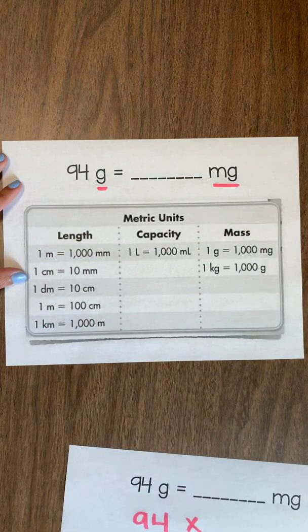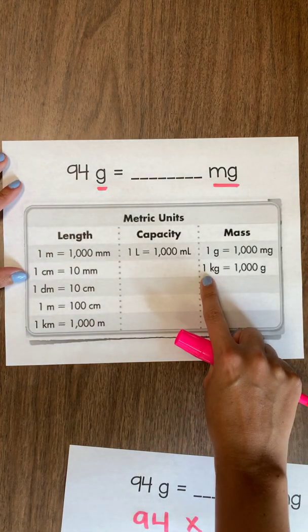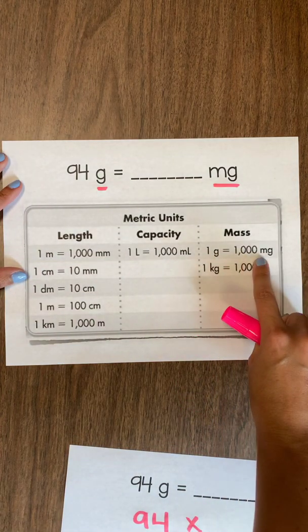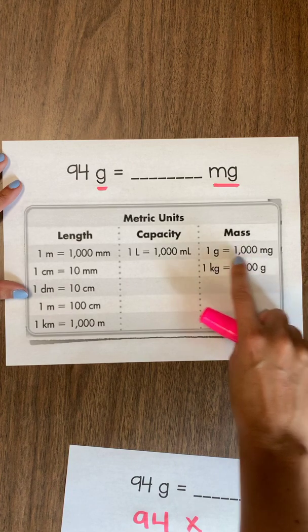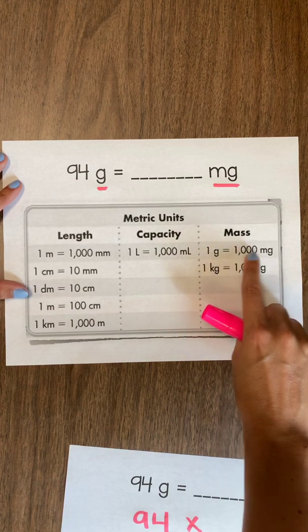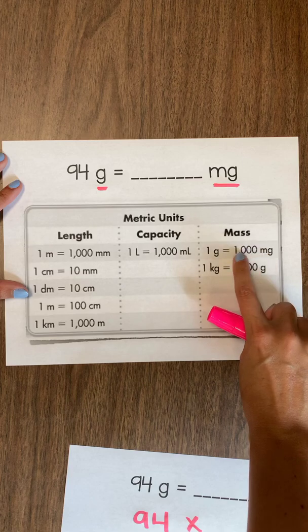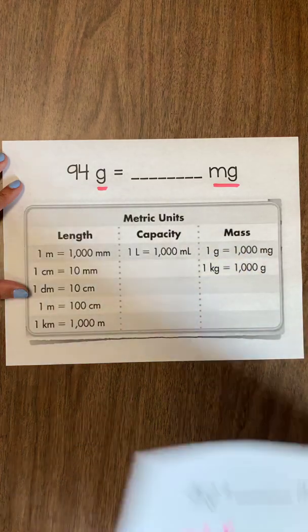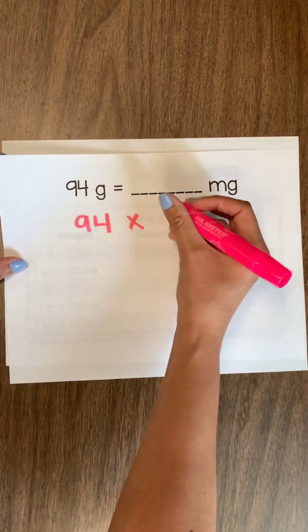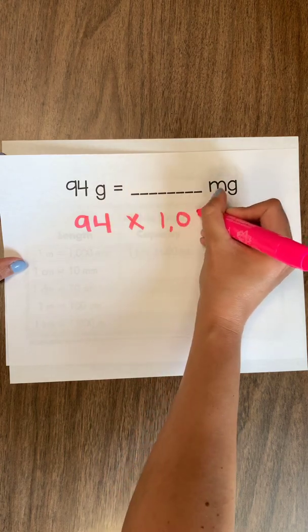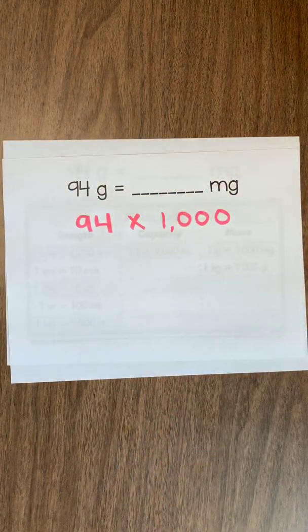So if we look back at that chart, I can see that's right here. Oh, sorry, nope, right here. I could have thrown you off there. 1 gram is equal to 1,000 milligrams. So I need to multiply by 1,000. So I'll put my 1,000 here, and I can use that zeros trick again.